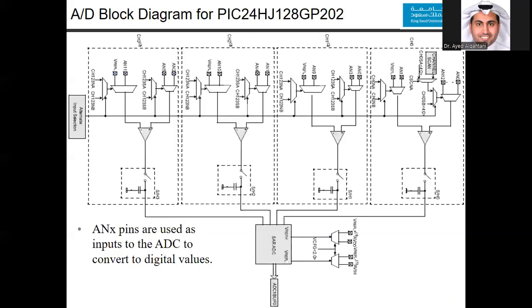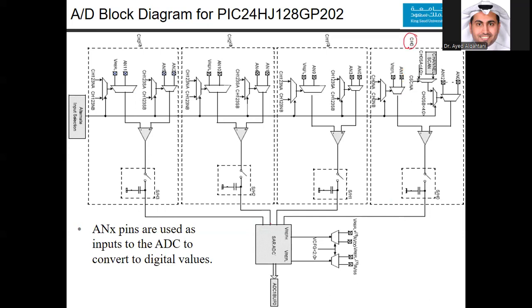This is the block diagram for the PIC24HG128GB202. You can see what we discussed earlier: here you have the comparator, you have the sample and hold, and then you have it here inside the successive approximation ADC. You can see that you have up to 4 channels that you can do in parallel. You can do that if you use 10-bit resolution. If you use 12-bit, then you can choose only one channel, which is channel 0.